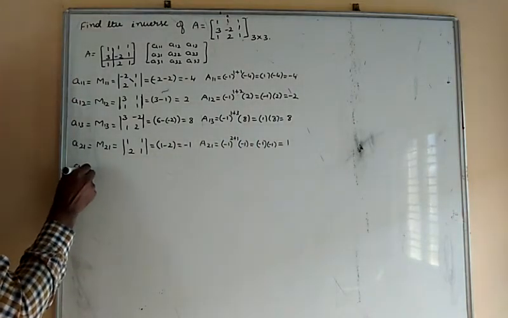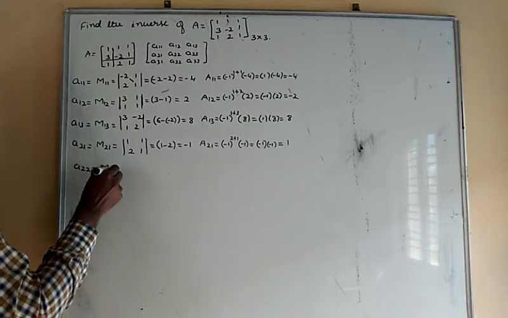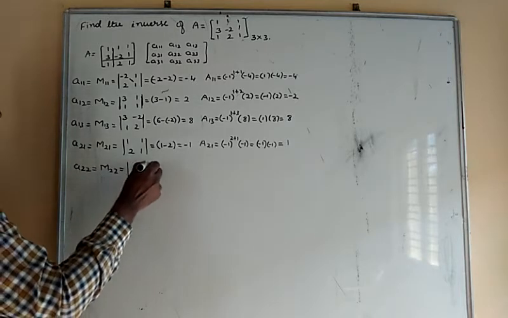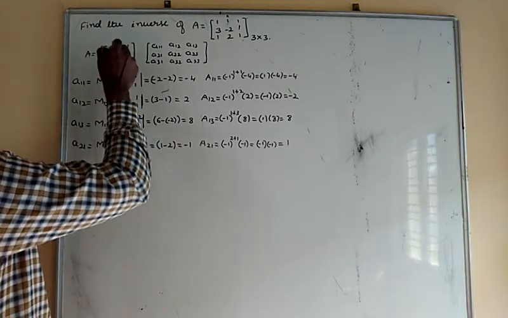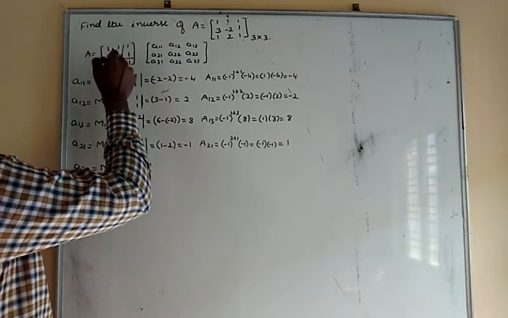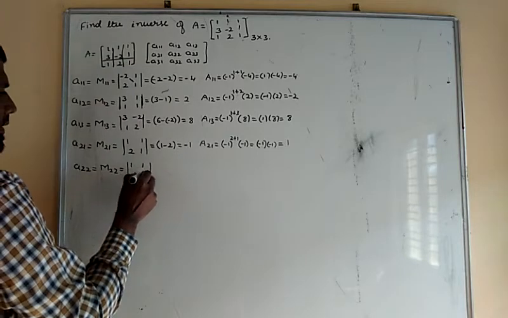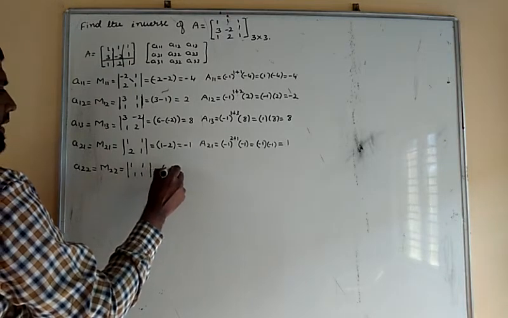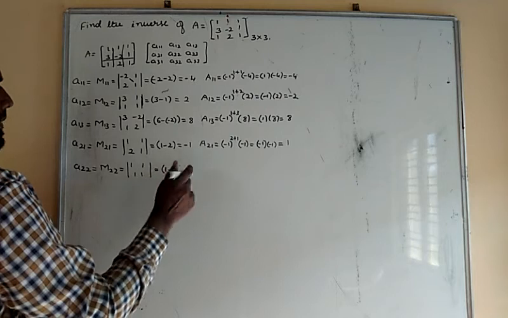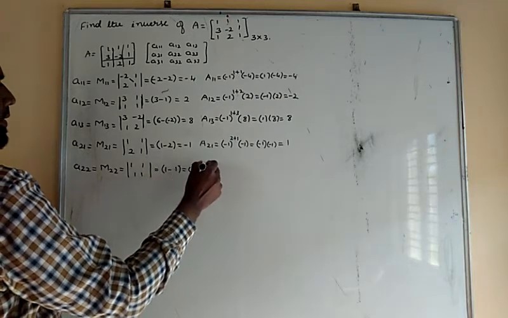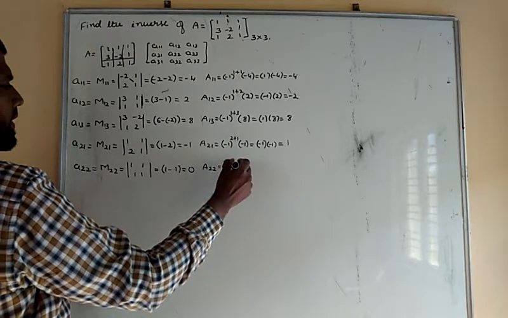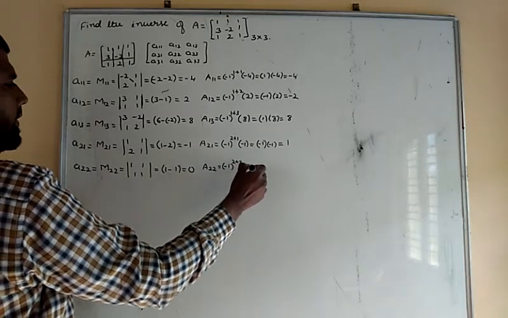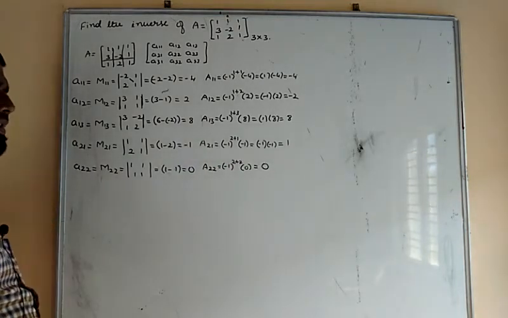Again A22 means M22. M22 means you have to do the second row and the second column. Second row and the second column means 1 1 1 1 1 1 1 1. Then you are getting 1 minus 1, that is equal to 0. A22 is equal to (-1)^(2+2) into 0, which means you are getting the value 0.